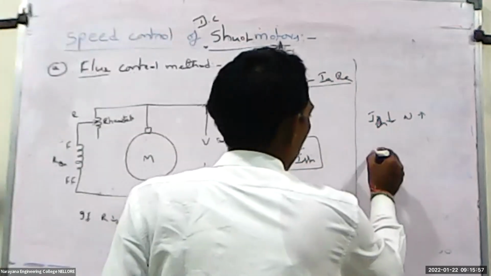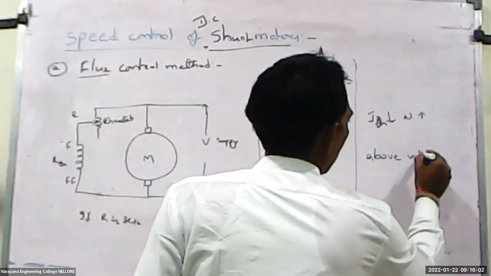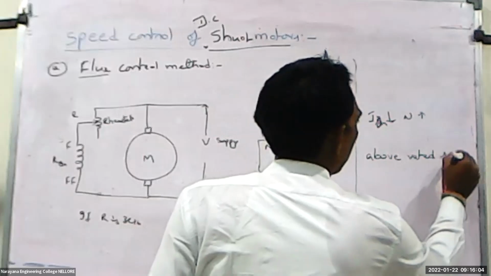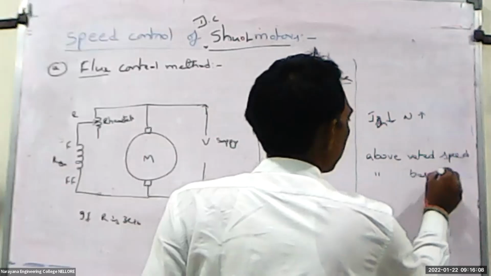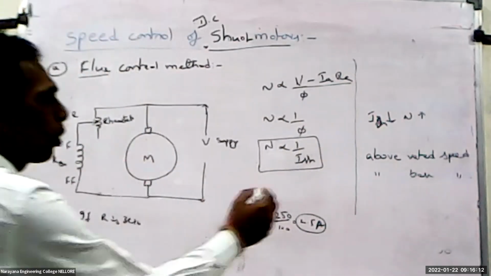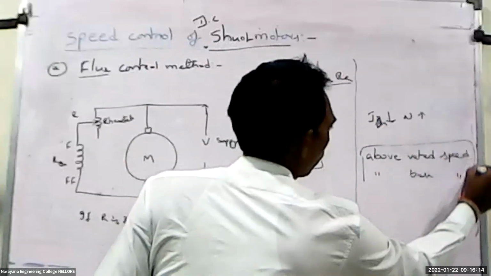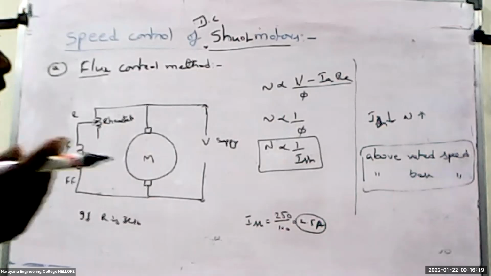So this type of speed control method is most probably used in above rated speed applications, or above base speed applications. Okay, so this is very important. So the flux speed control method is more suitable for above rated speed.